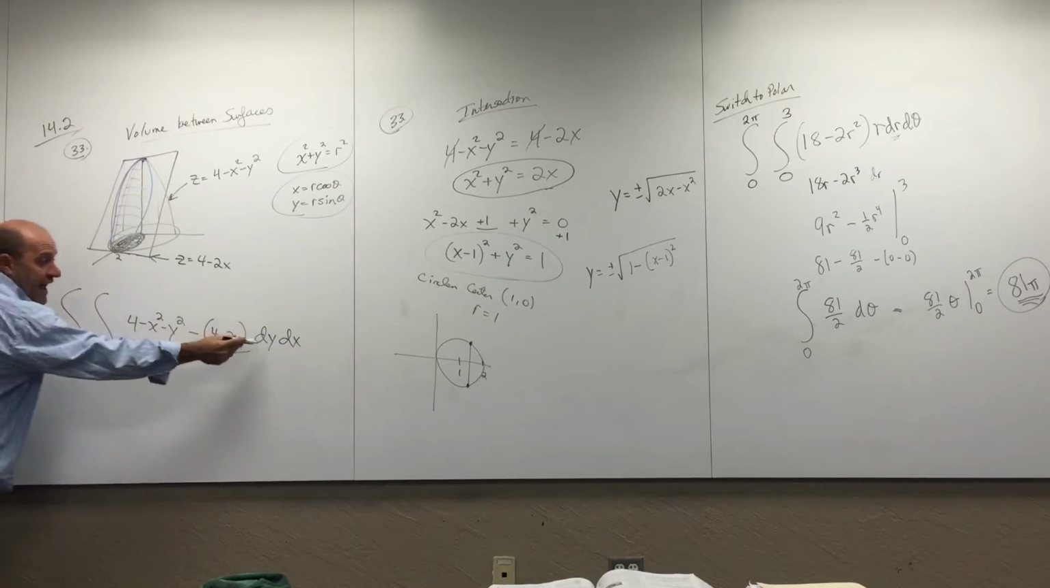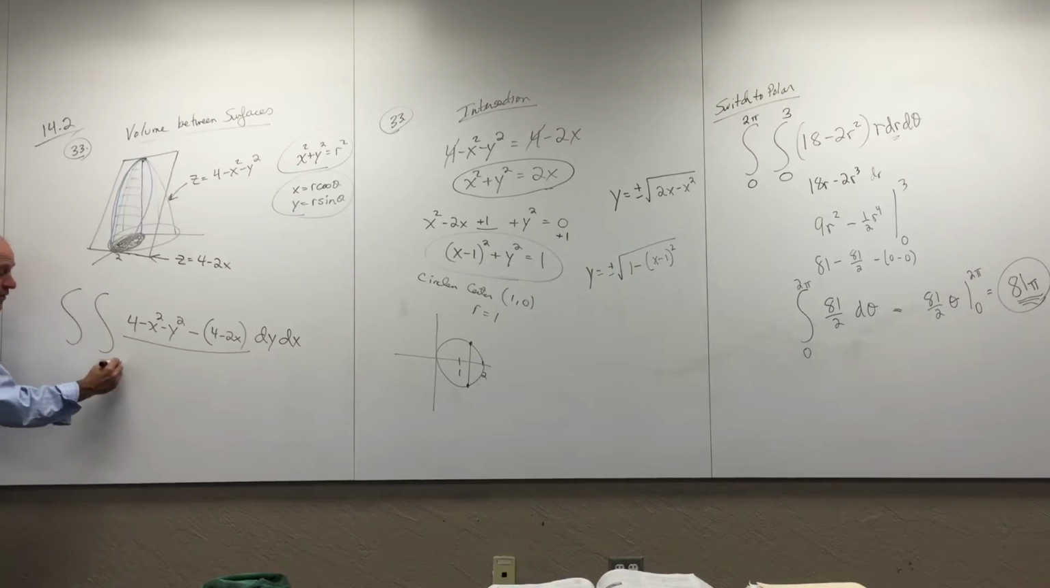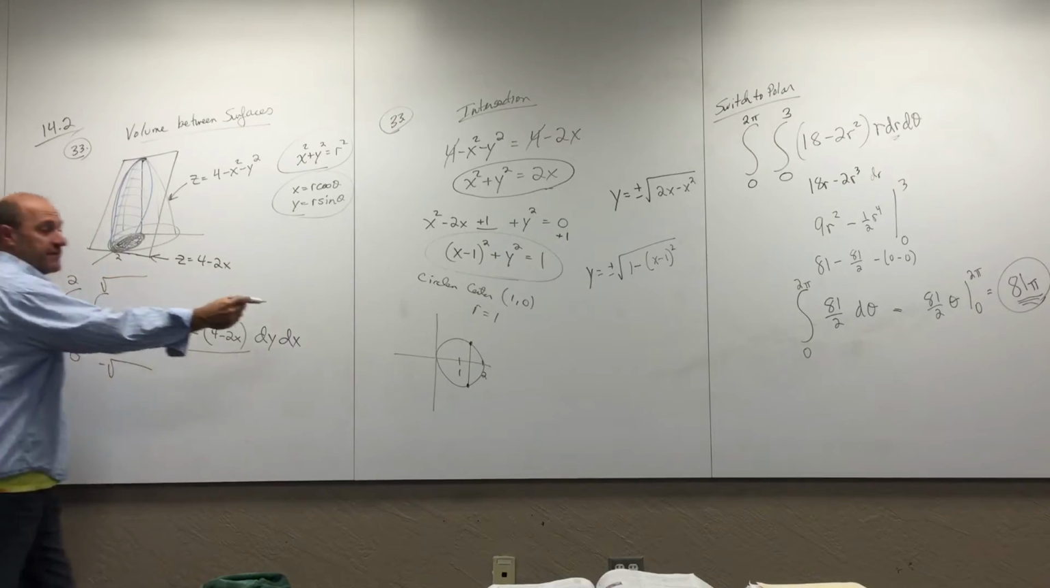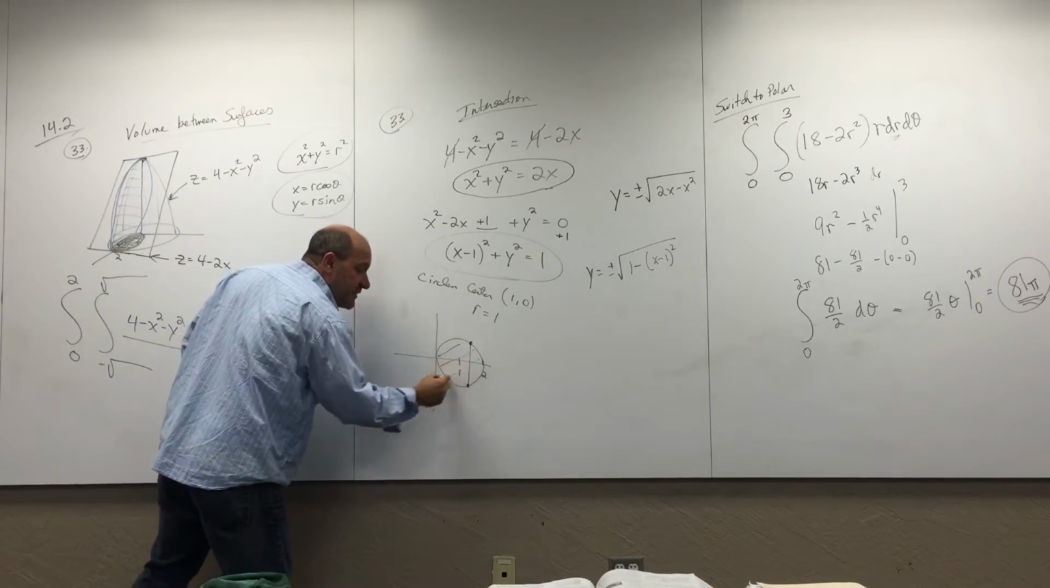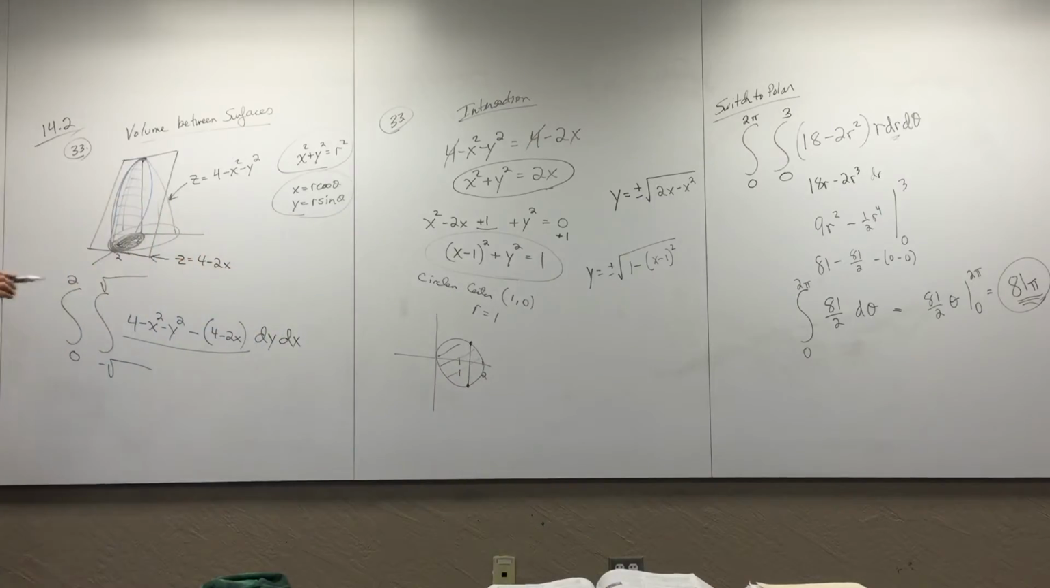The bounds for y are the negative square root to the positive square root, while x goes from, can you tell me what x does? 0 to 2. According to this picture. You need this picture. You need the picture of the region. I mean, this picture was sort of helpful, but I really need the picture of the region.